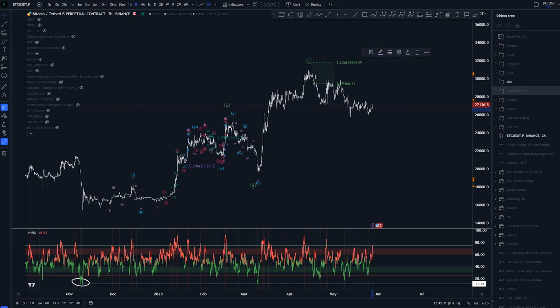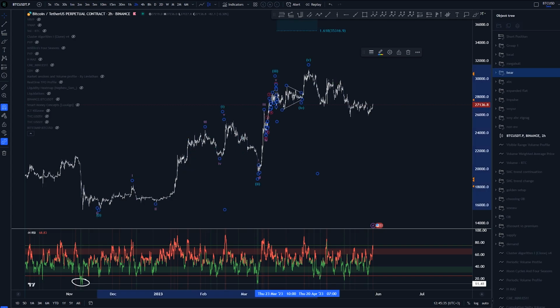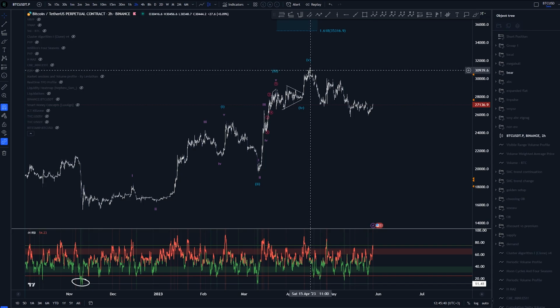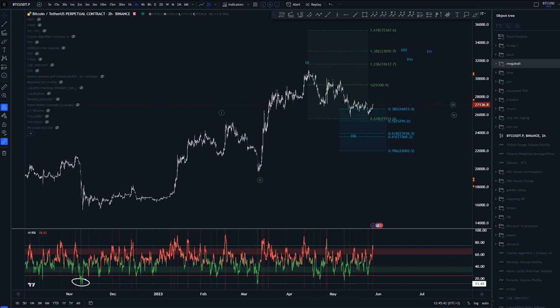Overall, the main idea has been that we've been in an ABC. For sure, there are possibilities for something else, such as this kind of structure where we have this as a 5 going up, or that this is a 1, 2, 1, 2. However, the probability lies with the ABC count, in my opinion.